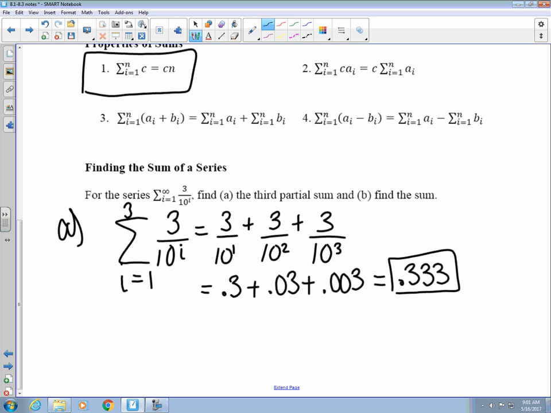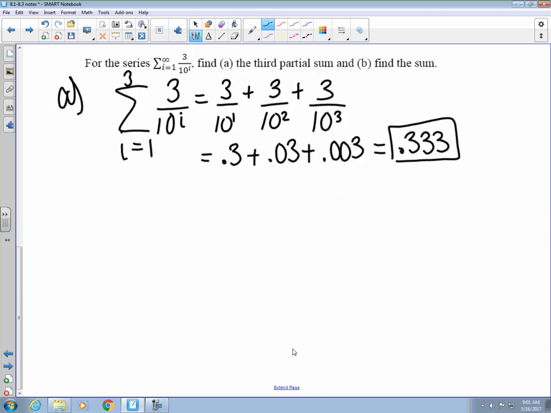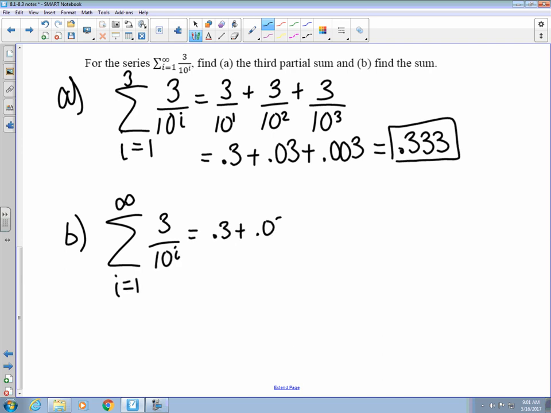And if we can imagine that continuing infinitely, then we would have an infinite number of 3's. So we'd have 0.3, 0.03, and that would go on forever and ever. So instead of being 0.333, it's going to be 0.3 repeating, or 1/3. Not that we know how to do necessarily any infinite series right now, but we can follow a partial sum like part A to figure out what the pattern is to figure out an infinite sum.